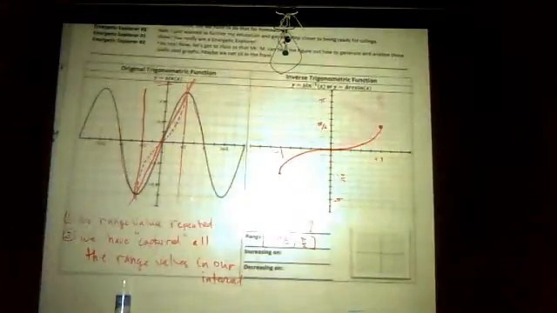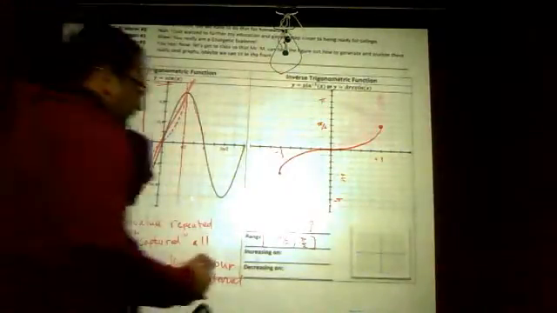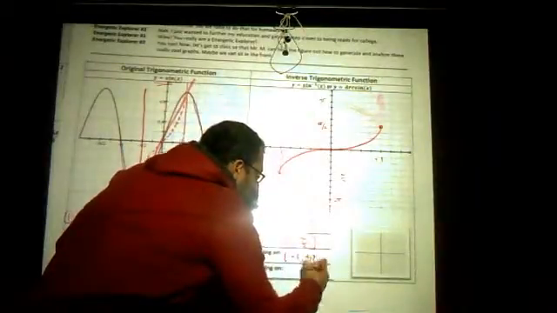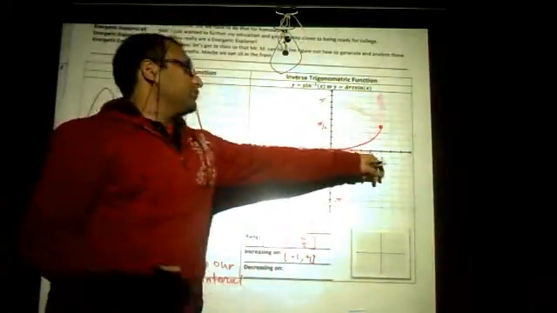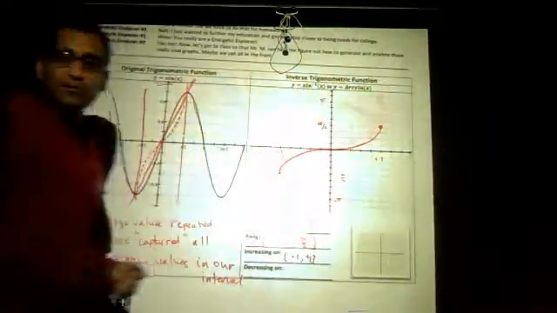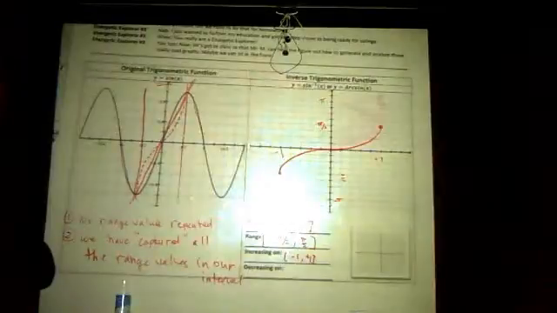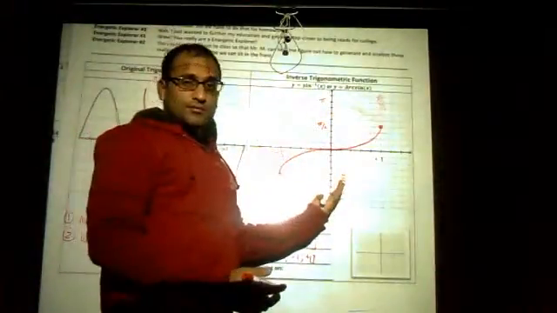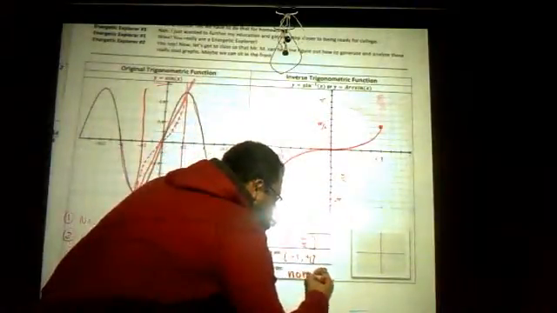On what interval is this function increasing? It is increasing on the interval -1 to +1. On -1 to +1, the inverse sine of x is increasing. Is it ever decreasing? No, it's never decreasing. So, none.